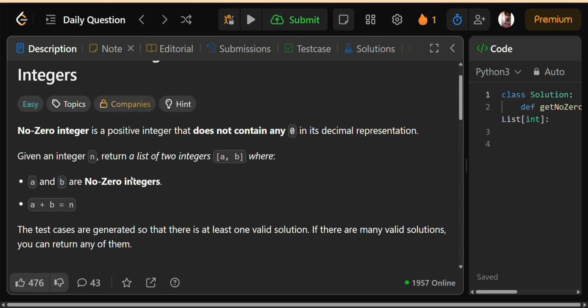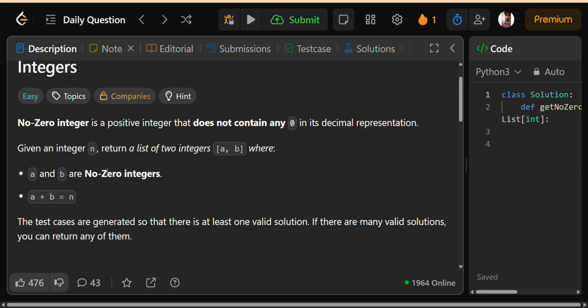At first glance, this might look very simple because you might think of splitting n as 1 and n-1. But the twist here is that we must ensure both numbers don't contain the digit 0. That's what makes the problem a little tricky.